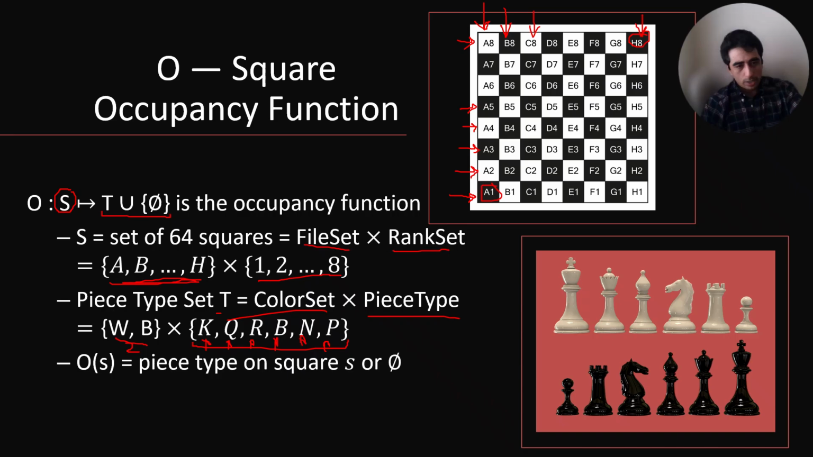Now, why do we call O a function? Because you cannot place more than one piece on a single square. It's impossible. There's no way, right? So O of S for a given square S will represent the piece type on that square. Or if it's empty, then O of S would be equal to the empty set.